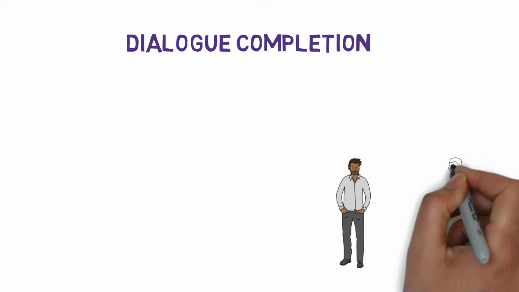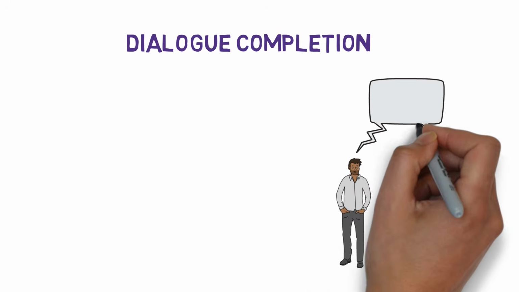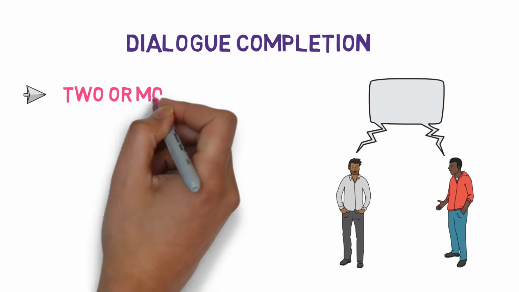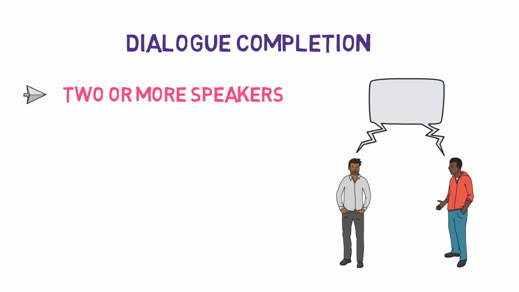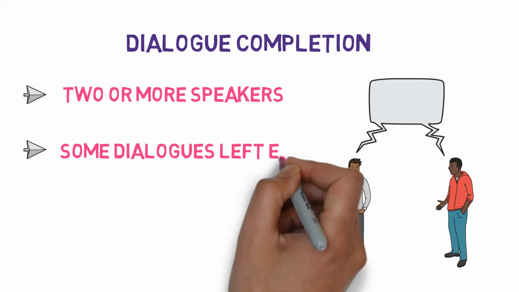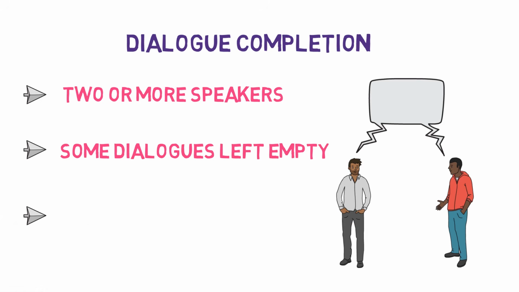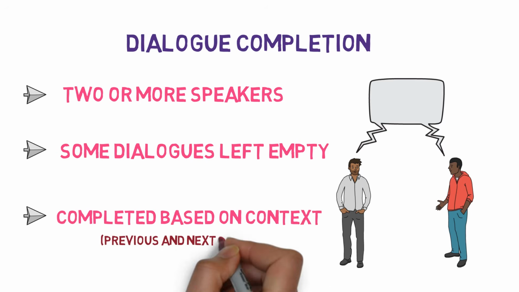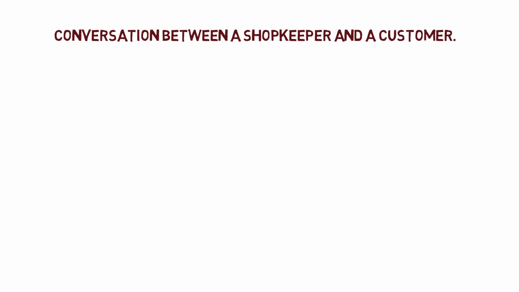Now let's learn what is dialogue completion. A dialogue completion is a kind of a task in which two or more speakers are involved in a conversation. Here, some dialogues are left empty that need to be completed based on the context of the previous and next dialogue. For example, there is a conversation between a shopkeeper and a customer.